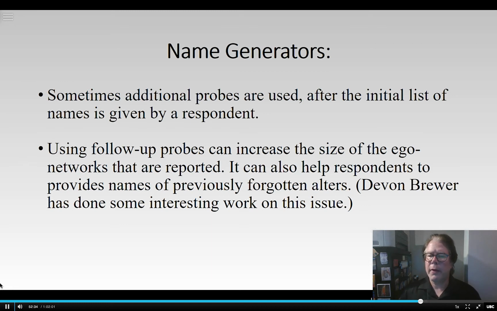So, for example, Devin Brewer has done a lot of interesting work on this issue, specifically on infectious disease. He studied several different things, including things like sexually transmitted diseases, and through a variety of techniques has enabled respondents to remember people that they've interacted with that they had forgotten about originally. Now, as a sociologist, this is interesting to think about as an issue of what might be called measurement error.